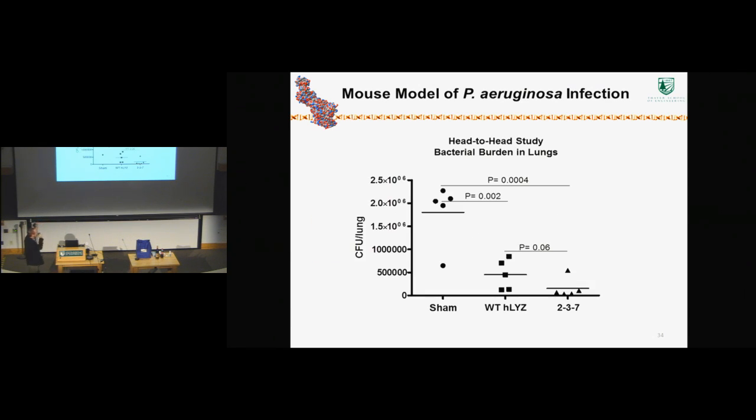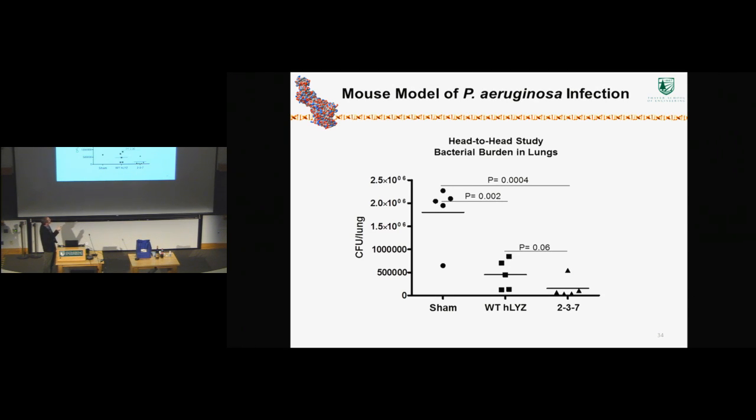So the data that I'm going to show you here is just data from one experiment, and we're really just looking at CFUs per lung. This is the number of live bacteria that were left in the lung 24 hours later. So here's the sham treatment with no therapeutic agent in there whatsoever, and you see that the median is about 1.8 million bacteria, or on average, these mice have 1.8 million bacteria in their lungs.